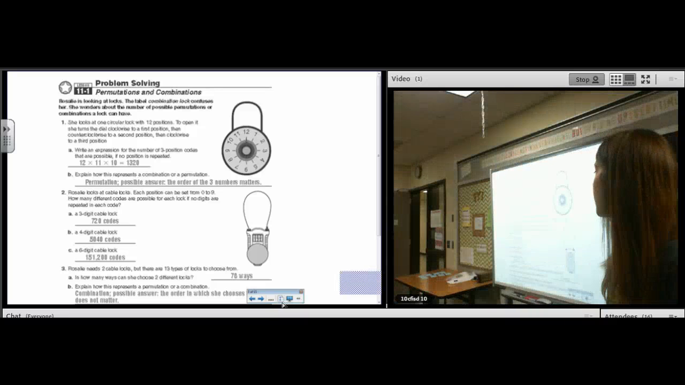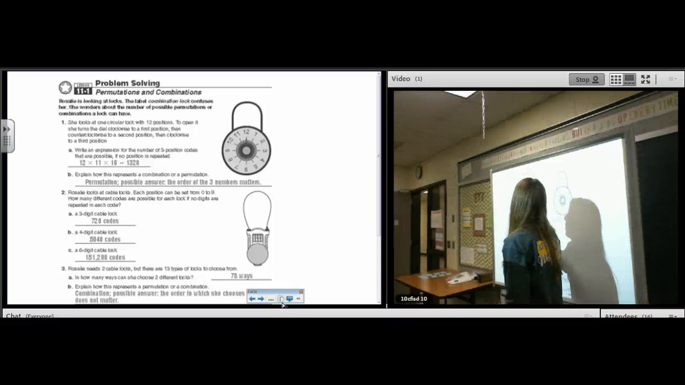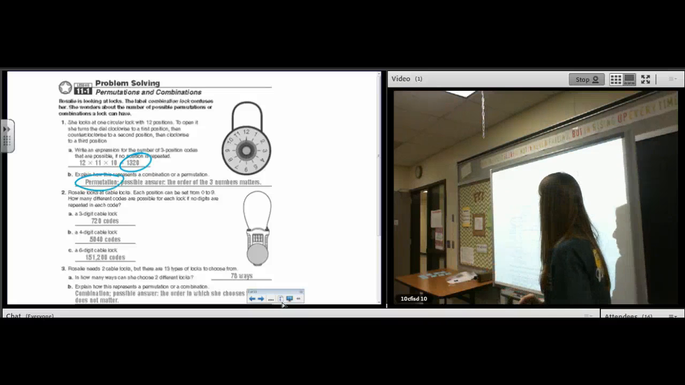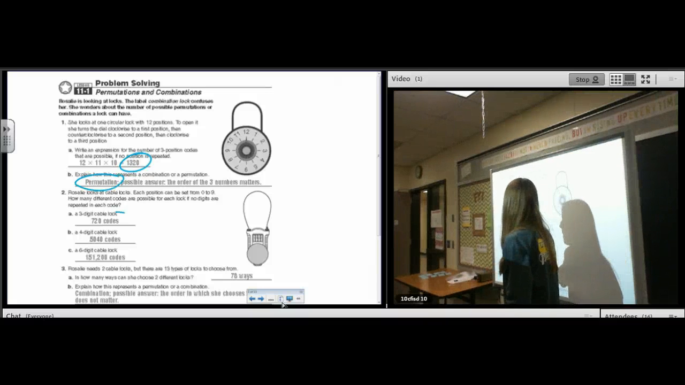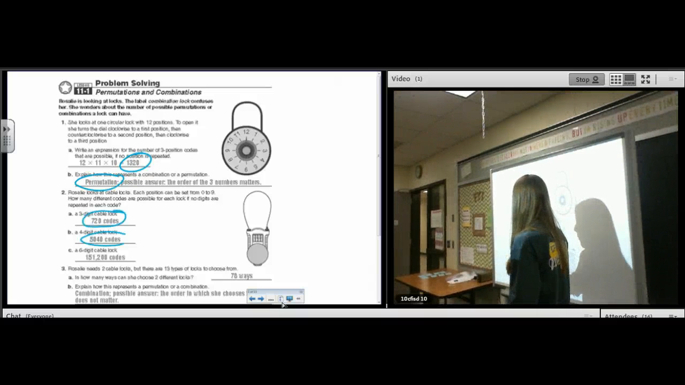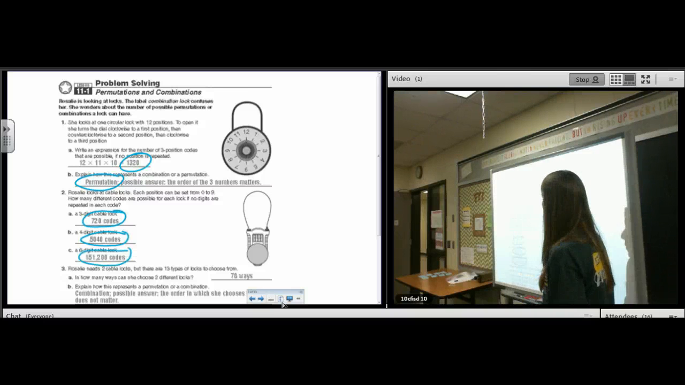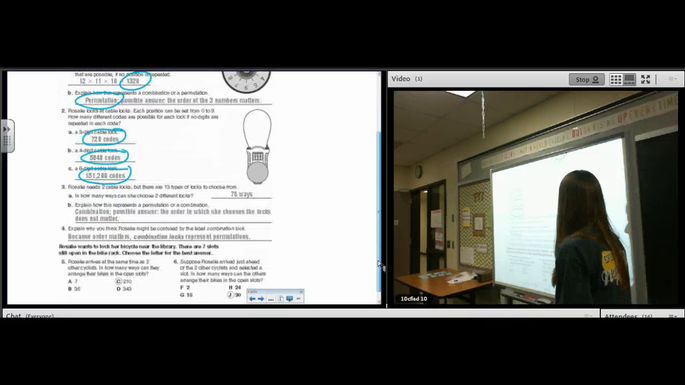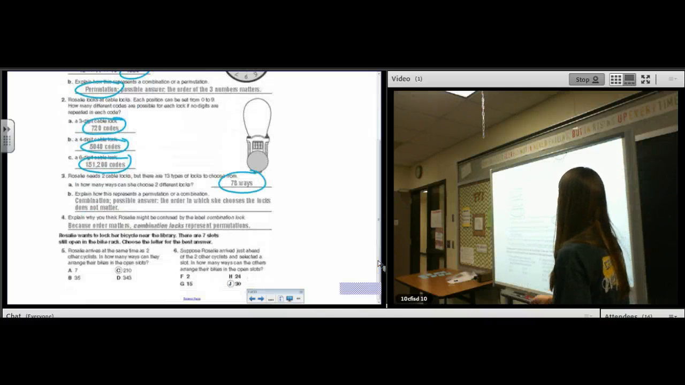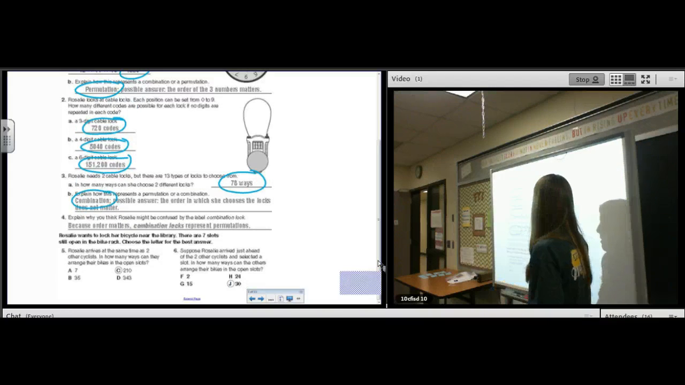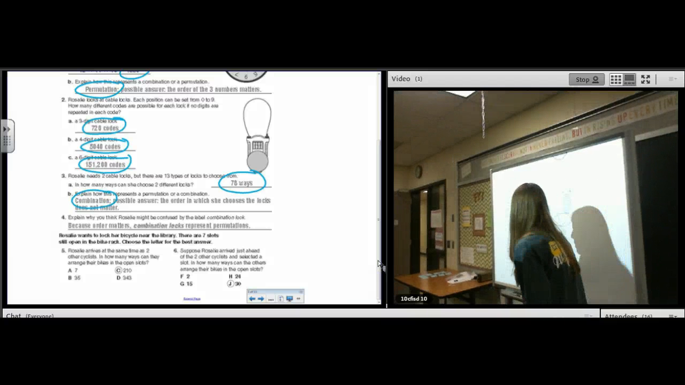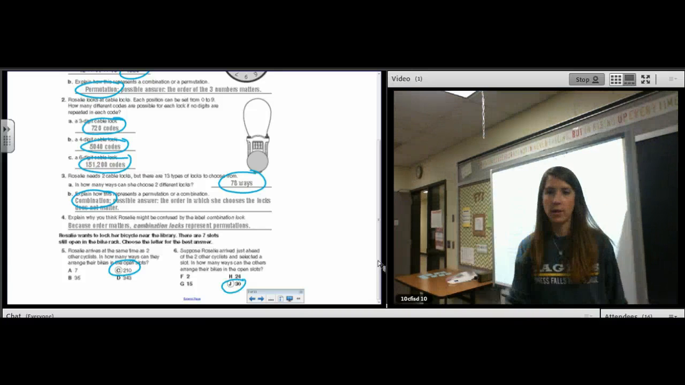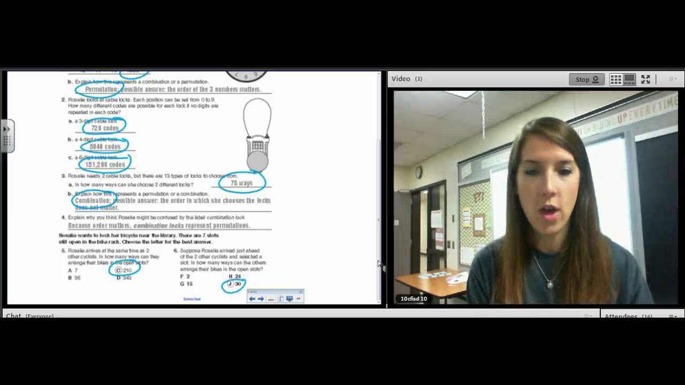All right, so we're looking at the answers. A is 1,320. B is permutation. 2A is 720. 5,040. 151,200. Then as we go down, this is 78. This is combination. This one is C, and this one is J. What questions do you have over page 1?